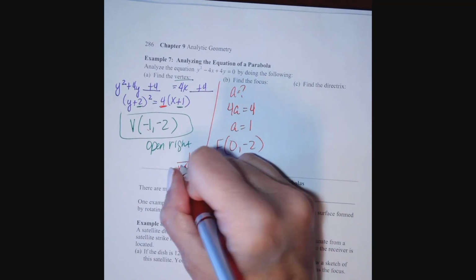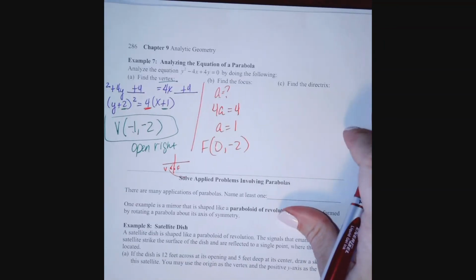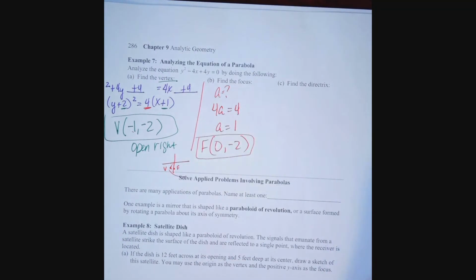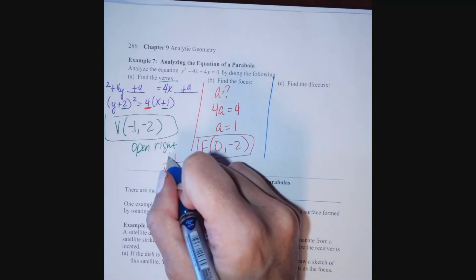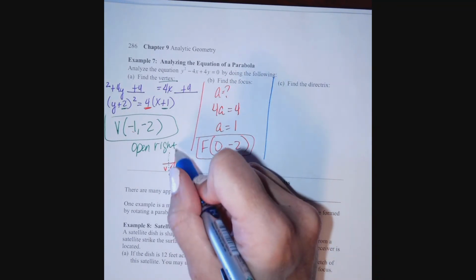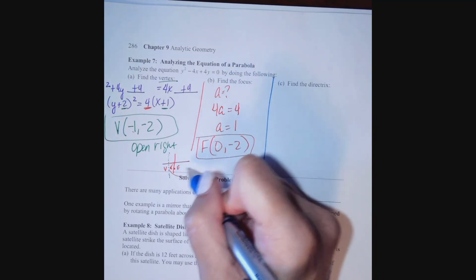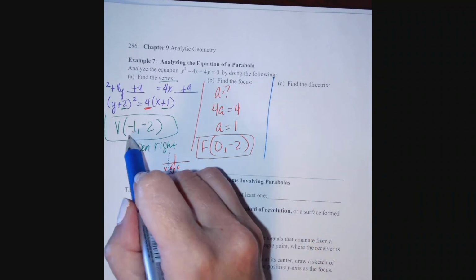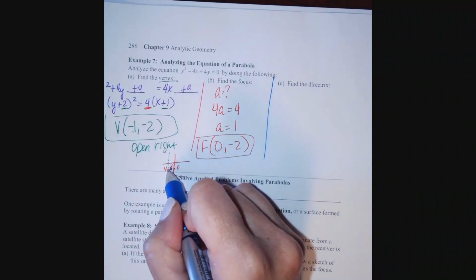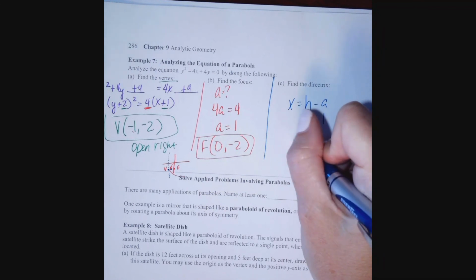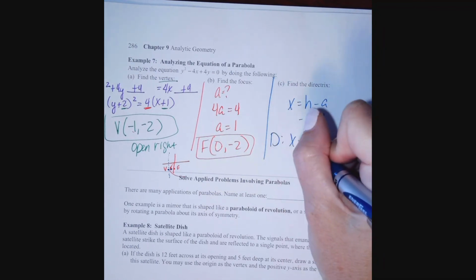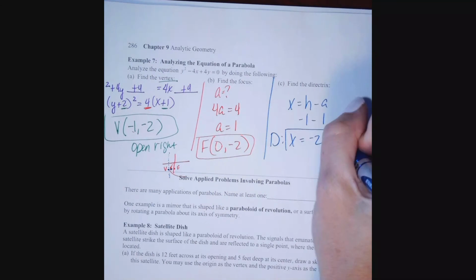So there's my focus, vertex and focus. I have to kind of sketch it so I can see what's going on. The next thing it asks me to do is find the directrix. Well, the directrix is in the other direction from the focus, and it's going to be parallel to my latus rectum, perpendicular to my axis of symmetry. If my vertex is at x is -1, my directrix is going to be 1 in the other direction. So x equals h minus a, so -1 minus 1. So my directrix is going to be the line x equals -2.